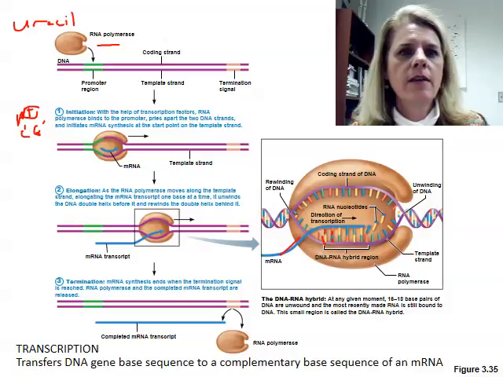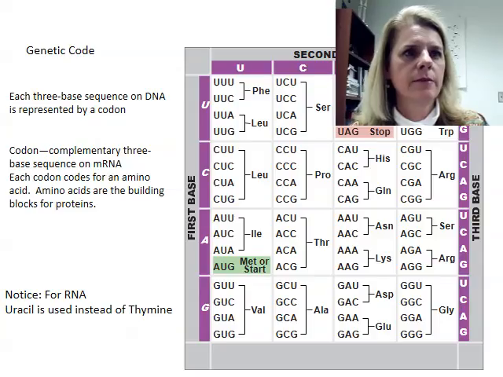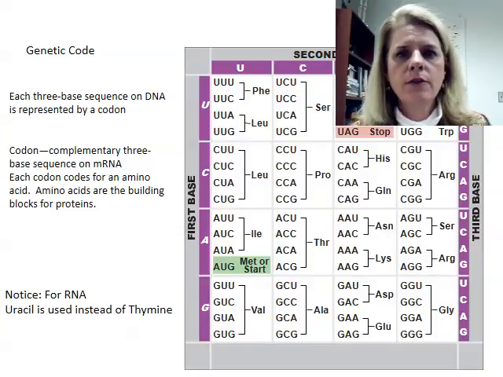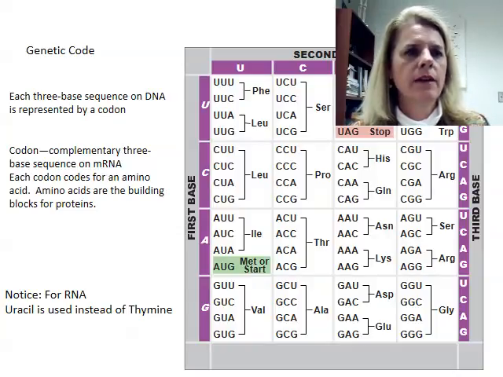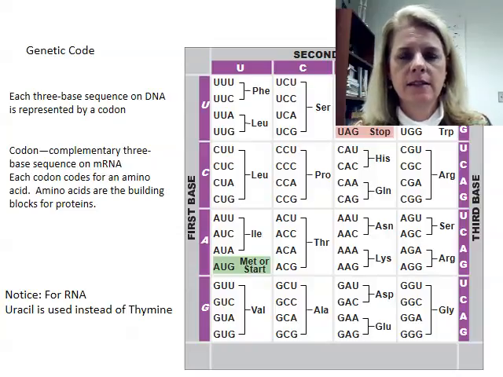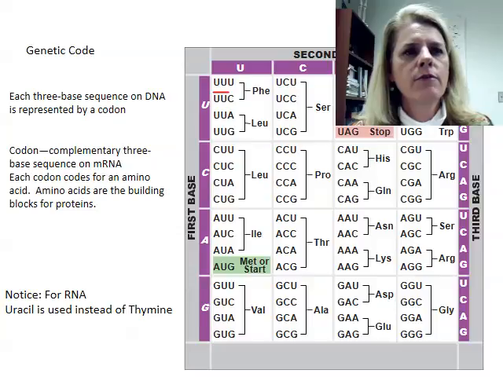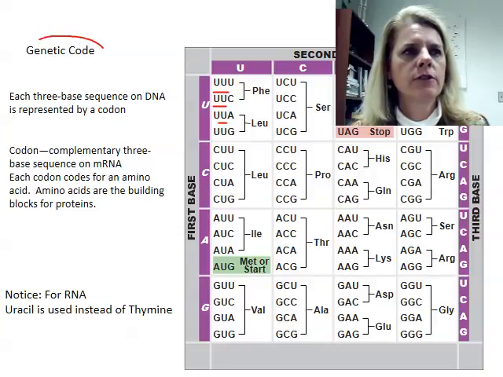Now, once you've made this copy of mRNA, you're going to then take it out into the cytoplasm. And this mRNA copy has all those little bases on it. Remember, it's got the A's, the C's, the U's, and the G's. And every 3 of these bases stands for an amino acid. So this is called your genetic code.